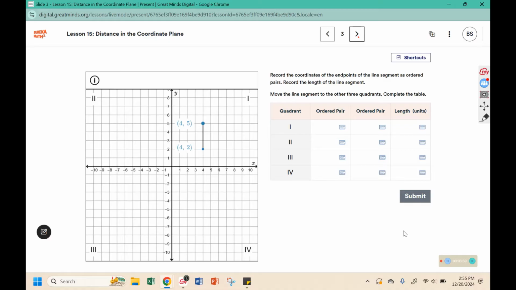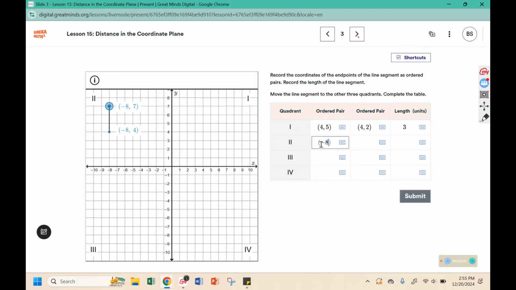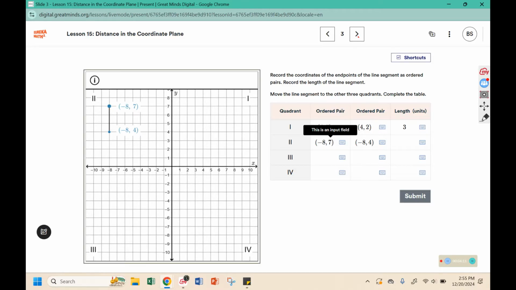Record the coordinates of the endpoints of the line segment as ordered pairs. Record the length of the line segment. Well, the length is 3. 1, 2, 3. The ordered pairs are 4, 5, and 4, 2. In quadrant 2, -8, 7, and -8, 4. But that distance is still 3.